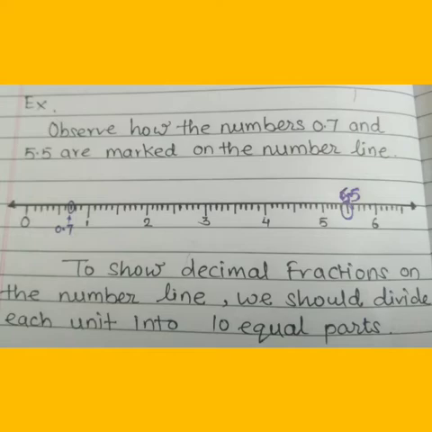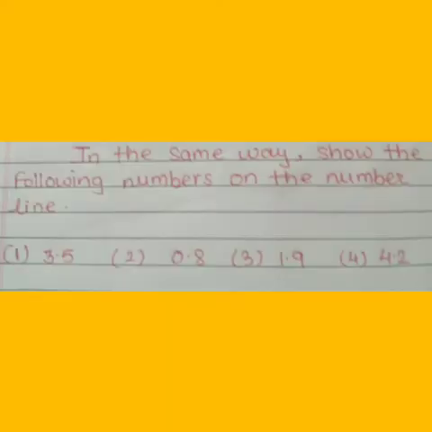0.7 means to start the counting from the 0 and count up to 7 lines, and the 7th line is known as 0.7. To show the 5.5 on the number line, we have to start counting from the 0. 0 to 5 is 5 units, and after 5 there are 5 small single parts. We have to count that, and it is known as 5.5. In the same way, show the following numbers on the number line: 3.5, 0.8, 1.9 and 4.2.